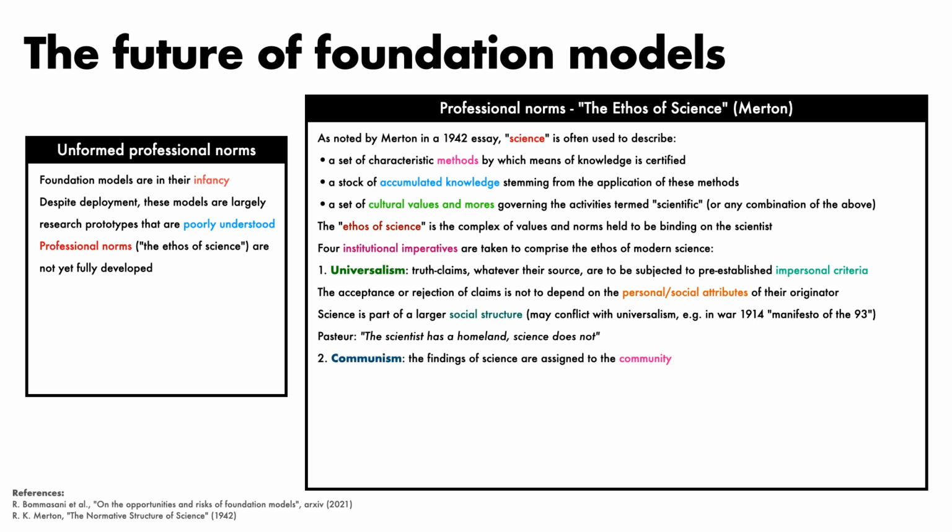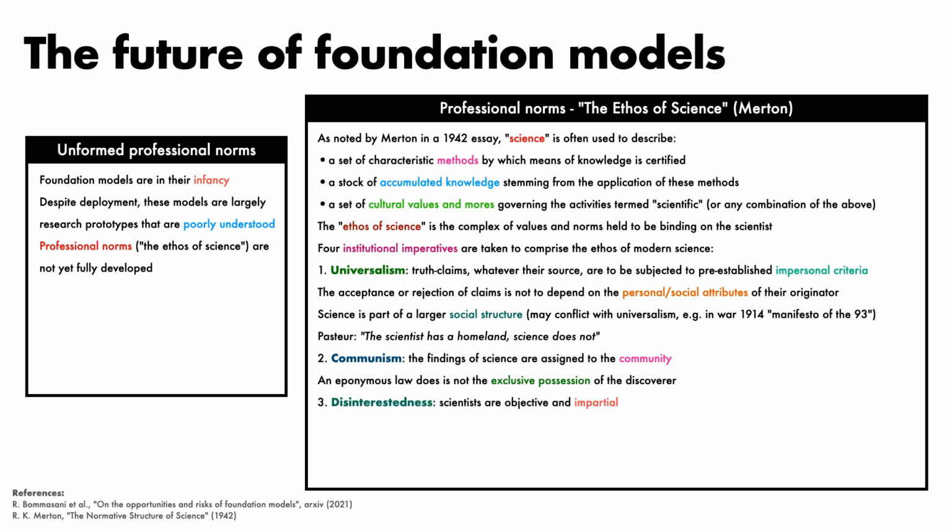The second imperative relates to a form of communism in which the findings of science are assigned to the community. The discoverer of an eponymous law is assigned credit for its discovery, but the law is not their exclusive possession. Instead, its use is open to everyone. Boyle's law may be named after Robert Boyle, but it is not just Robert Boyle who gets to use it. It is partly for this reason that the recognition and reputation associated with being the first to publish an idea plays such a central role in the scientific process. It incentivizes open publication of ideas and diffusion of knowledge.